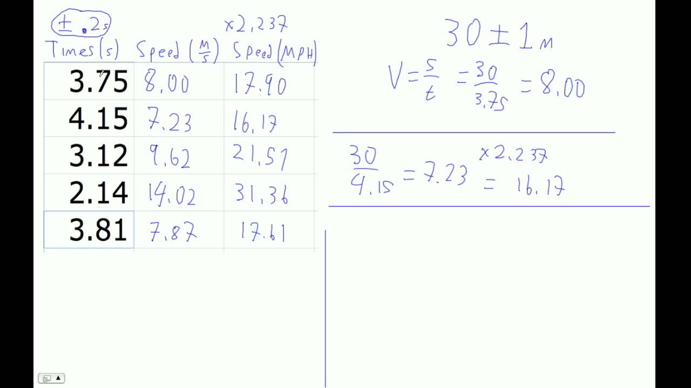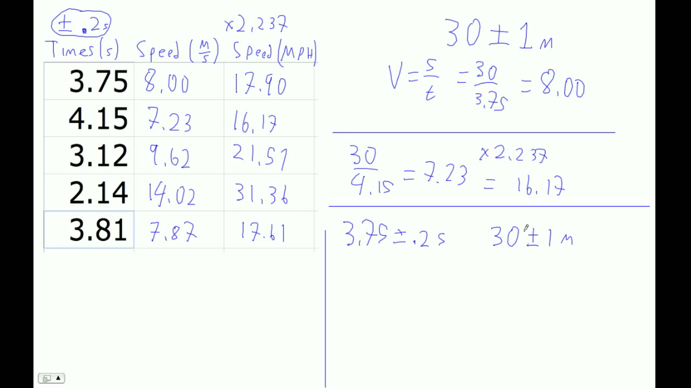Okay, so let me just show you this. Here is our time. We think that time is 3.75, plus or minus 0.2. We just made this up in class. Your class might have used a different number, but if you're making up this lab, let's just use 0.2. And that's seconds. Then our displacement was 30 meters plus or minus 1 meter, and everybody used that.